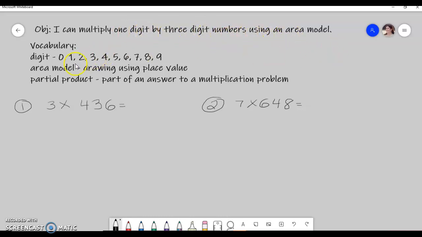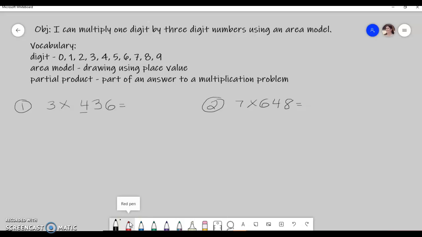Today we're going to be multiplying a one-digit number by a three-digit number using an area model. Yesterday we learned that digits are 0, 1, 2, 3, 4, 5, 6, 7, 8, and 9, and an area model is a drawing using place value, and a partial product is part of an answer to a multiplication problem. So our first problem is 3 times 436.